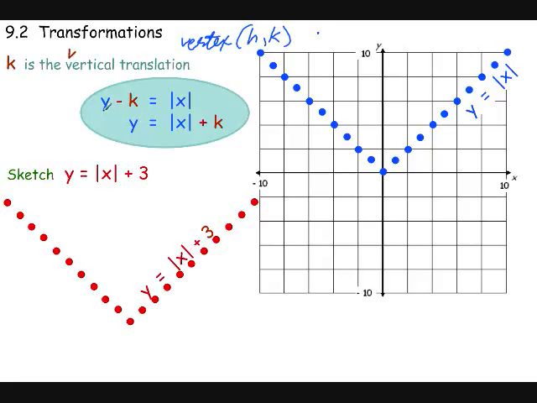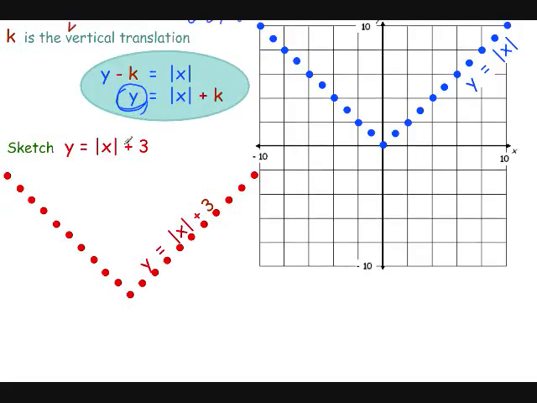We've got y minus k, and that's the vertical shift, equals the absolute value of x. Well, we want to write it as a function, so we need to solve for y. And we'll have y equals the absolute value of x plus 3. And this plus 3 is the vertical shift.